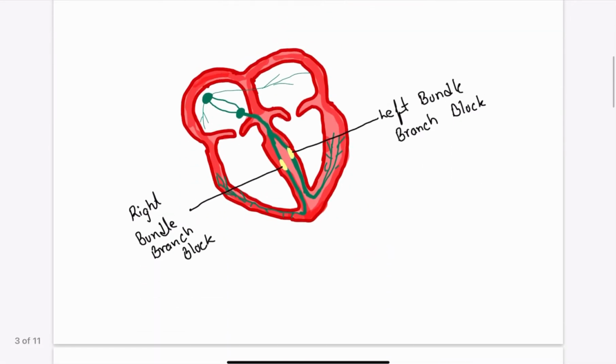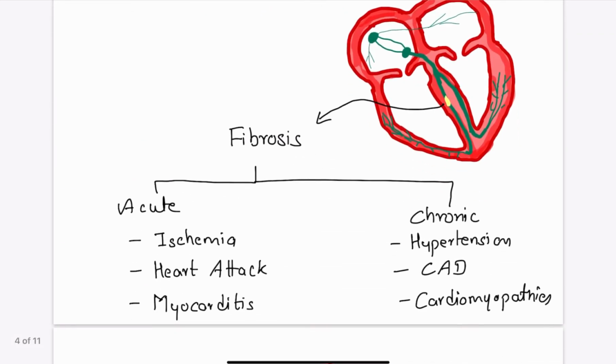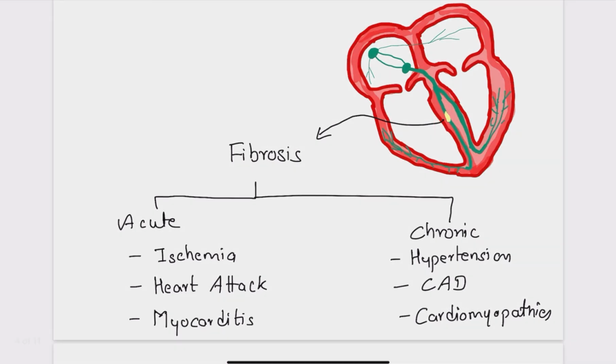Now, a bundle branch block is described when electrical signals are completely blocked from passing through one of these bundle branches. If signals cannot pass through the left bundle branch, it's called left bundle branch block, and if it cannot pass through the right bundle branch, it's called right bundle branch block. Usually a bundle branch block occurs when fibrosis develops in one of the bundle branches. Fibrosis may be caused by acute causes like ischemia, heart attack, or myocarditis, that is, inflammation of heart muscles, or by chronic heart diseases like hypertension, coronary artery disease, and cardiomyopathies.